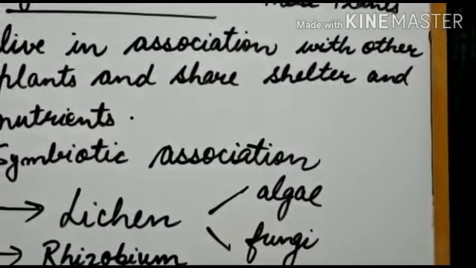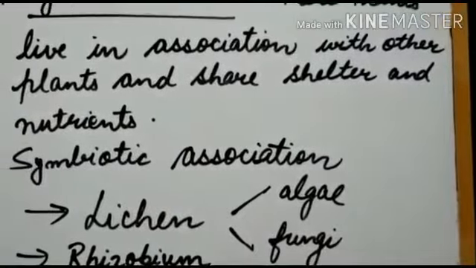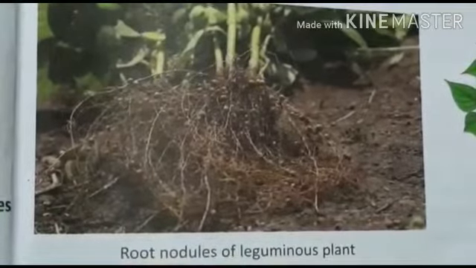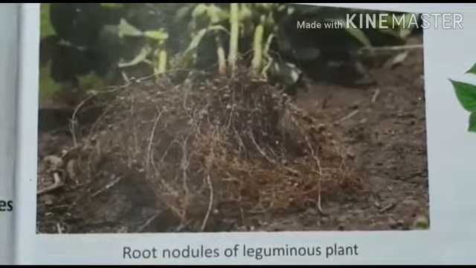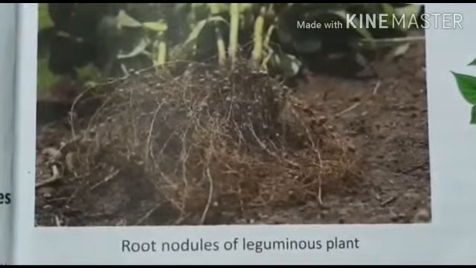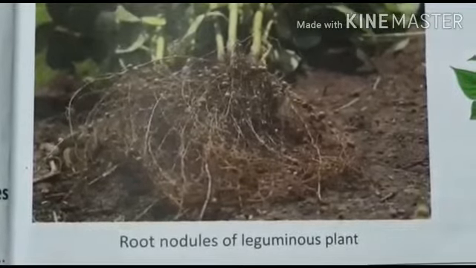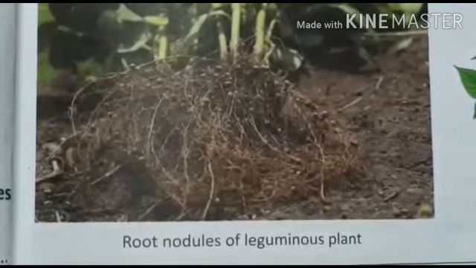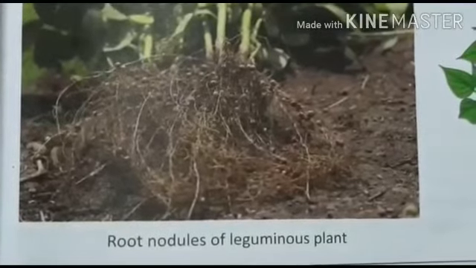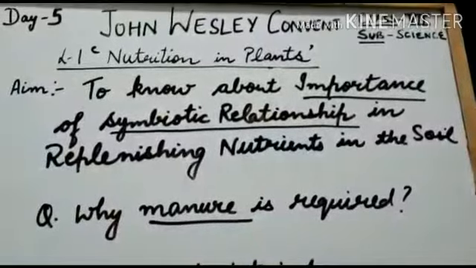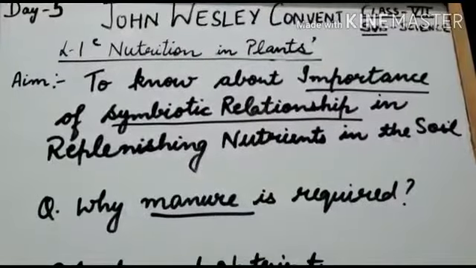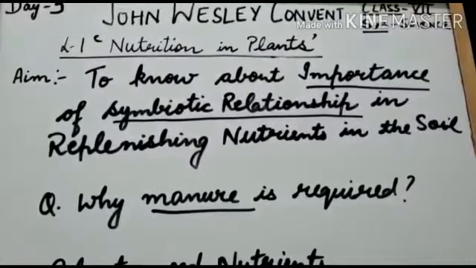Here I will show you a diagram of the root nodules of leguminous plants, in which you can see the nodules. The basic function of these is to fix the nitrogen present in the air in the soil. This nitrogen is good for the growth of plants and makes the soil nutrient rich. As we just discussed, the symbiotic relationship helps in adding nitrogen to the soil.